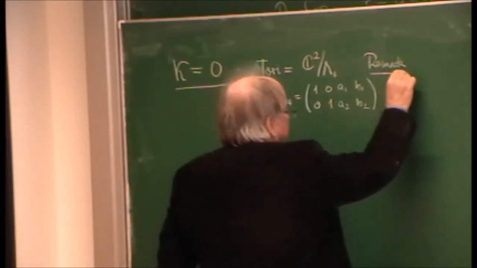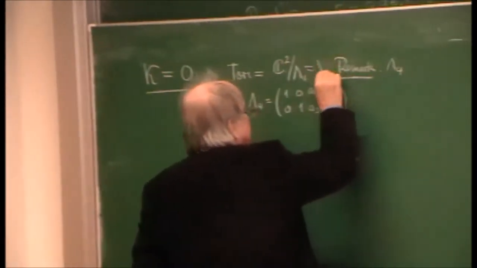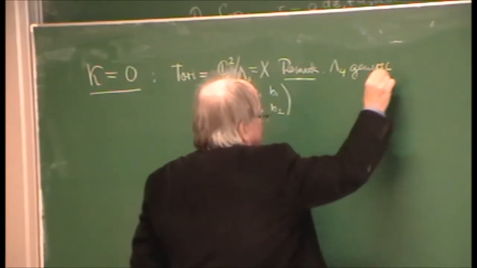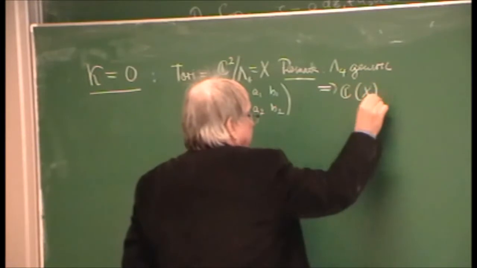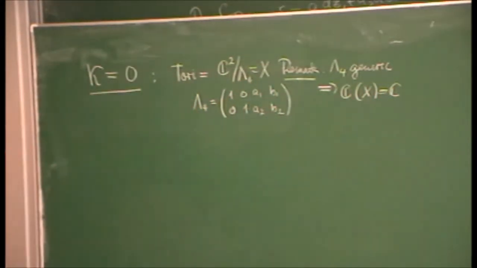And one remark you should make is that for this lattice, let's call this X, if you pick a generic, random lattice, then there are no meromorphic functions on this thing other than the constants. In fact, there are no curves, there is nothing. Well, the vector bundle.